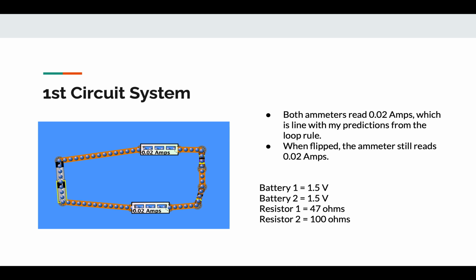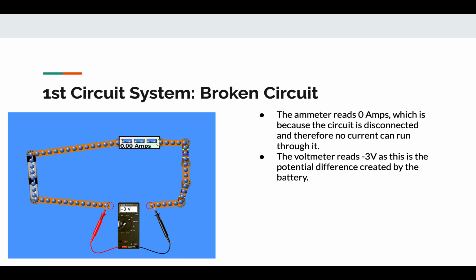So here's the first circuit system. You can see that both ammeters read 0.02 amps, which is in line with my predictions from the loop rule. And when flipped, the ammeter still reads 0.02 amps. And then here you can see the values of the circuit. And this one is broken, so the ammeter reads 0 amps because the circuit is disconnected. But the voltmeter reads -3 volts because this is the potential difference that is created by the battery.